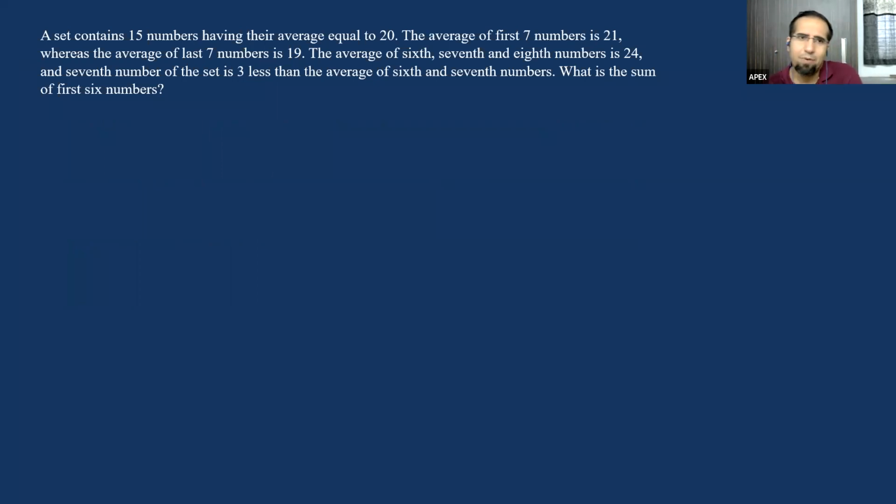Right, again, a very lovely question. A set contains 15 numbers having an average equal to 20. So that is 15 into 20 is equal to the sum total. The average of the first 7 numbers is 21. So let's go ahead on these lines: A plus B plus C plus D plus E. If you understand it, I need not write this, okay? We have 15 numbers, E plus F plus G. So these are my first 7.